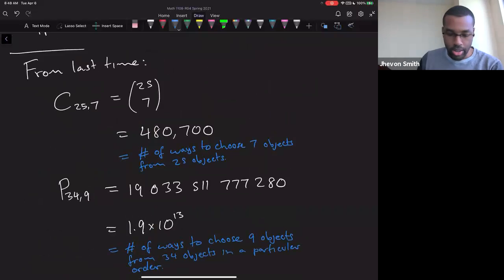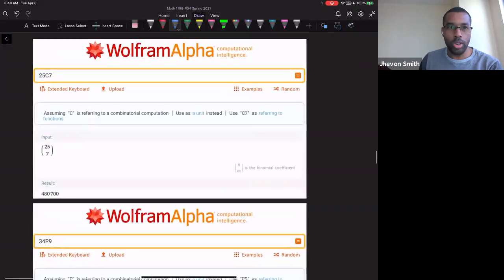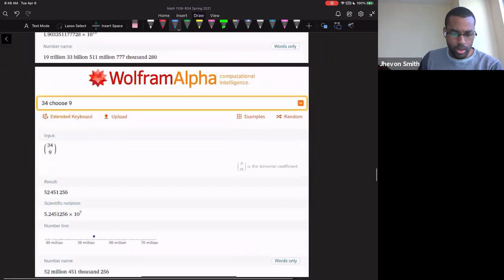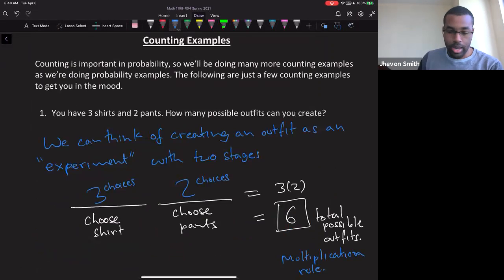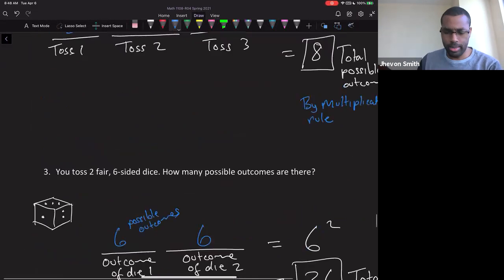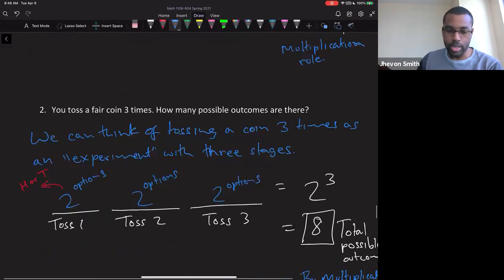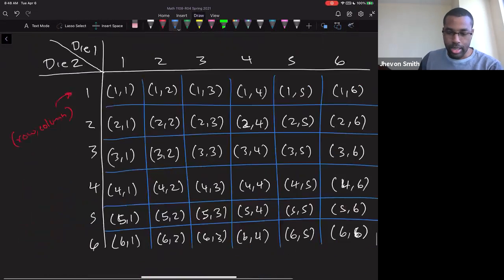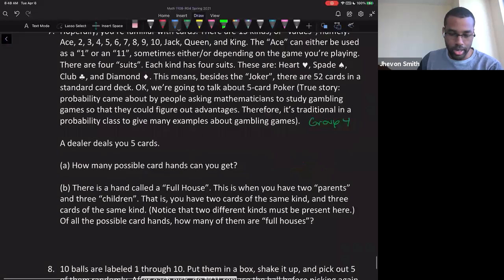We made sure that you could calculate them last time. I showed you this in Wolfram Alpha. I also did some screenshots. And then we started doing some counting examples. I did the hardest ones for you guys, right? These ones were the hard ones, and then I left the easy ones for you guys. So group one, group two, group three, group four, all groups over here.